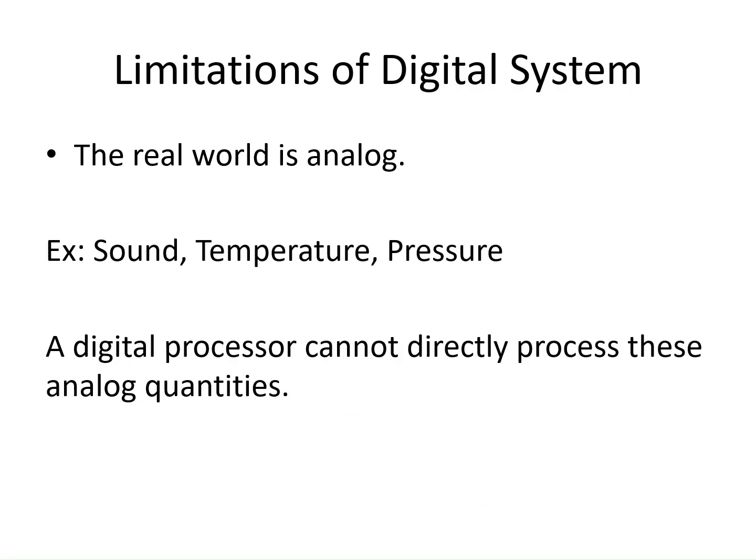Limitations of digital systems. One of the major drawbacks of digital systems is that the real world is analog. For example, sound, temperature, pressure. Let's take one more real-time example. If someone asks you the time, you will say it is 7 o'clock. But a computer understands it as 111 in binary language. This is one of the major drawbacks. And a digital processor cannot directly process analog quantities. They need an ADC or DAC to convert from analog to digital or digital to analog.